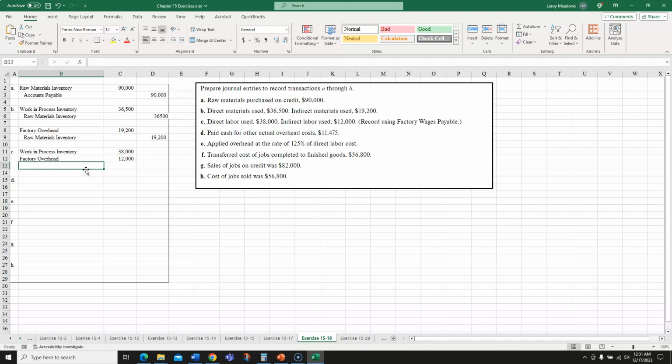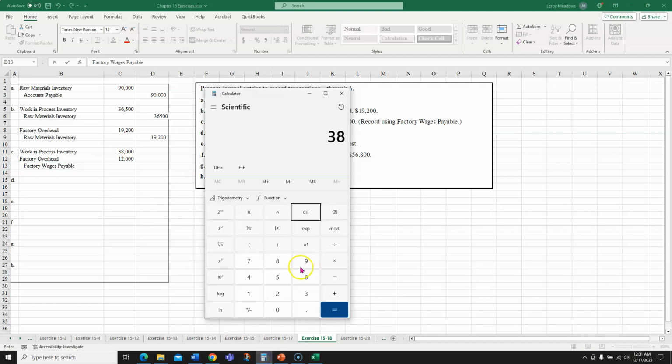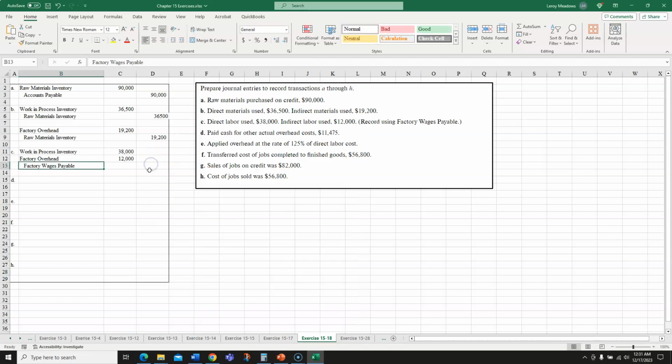And then we would credit what? Factory wages payable for the total amount. And let's see, 38,000 plus 12,000 is going to be 50,000. So I really could do that. So I have the work in process here for materials. I did a separate entry for direct materials and indirect materials. And here I just did a compound journal entry for direct labor and indirect labor combined, and then just credited factory wages payable for the total.